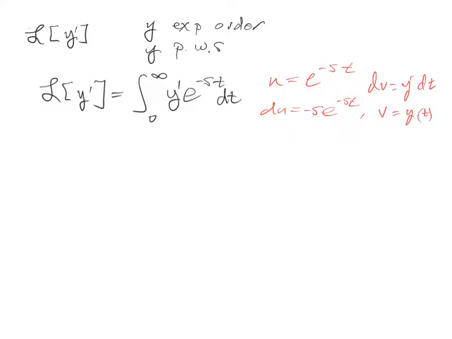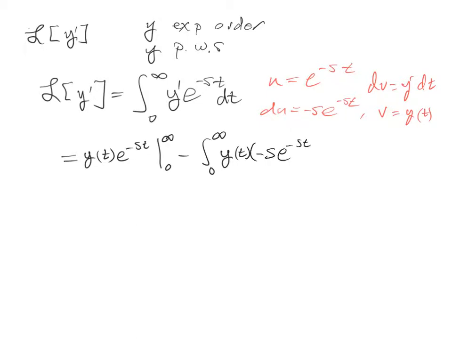So now we go back into our parts, and we're going to have u times v. So that's going to be y of t times e to the negative st from 0 to infinity, minus the integral from 0 to infinity of v, which is y of t, times our du, which is negative s e to the negative st, and again dt.